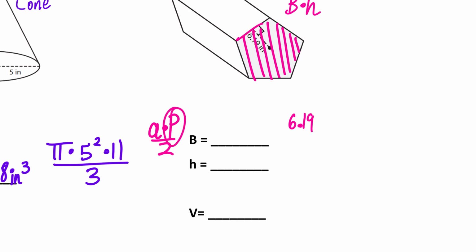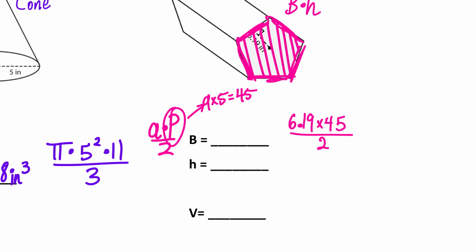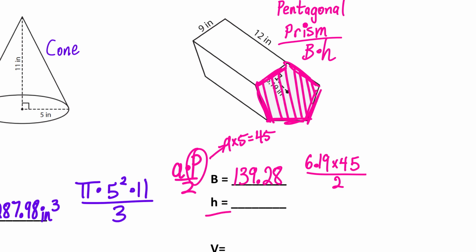Now for the perimeter, I'm going to have to add 9 plus 9 plus 9 plus 9 plus 9. Or in other words, 9 times 5, which is what? 45. So the perimeter of that base is 45 divided by 2. So we have the apothem times the perimeter divided by 2. 6.19 times 45 divided by 2. What does that give you? Around 139.28.